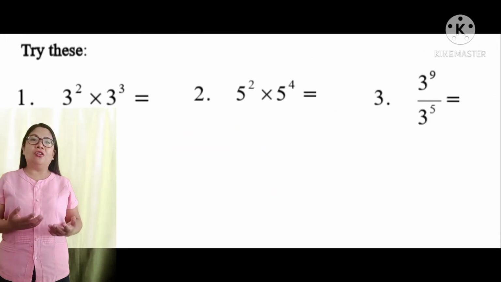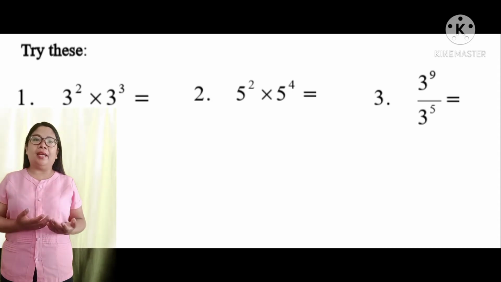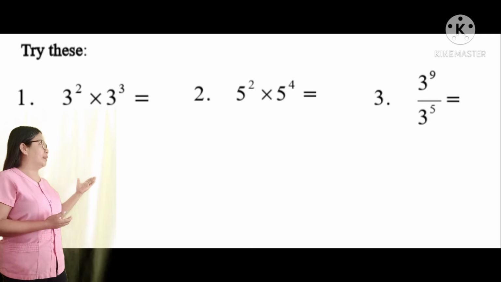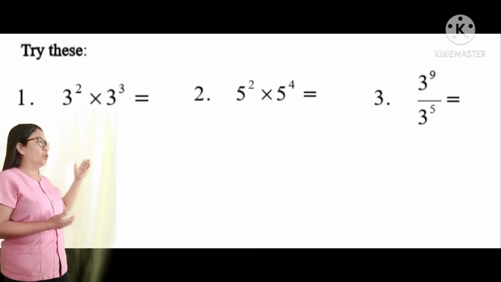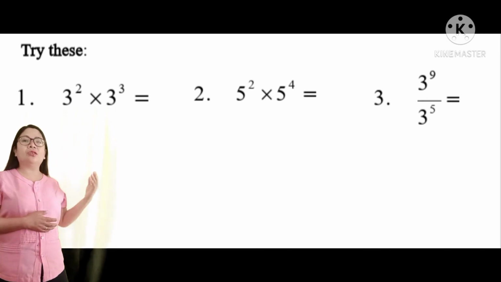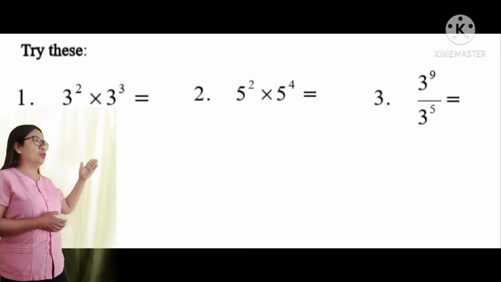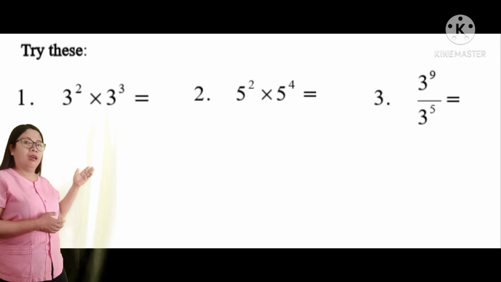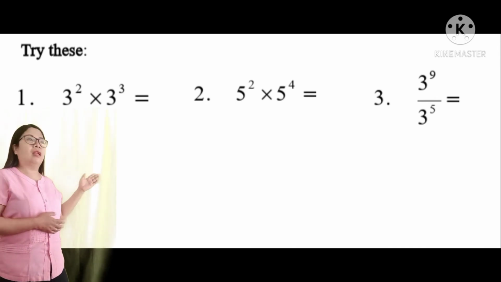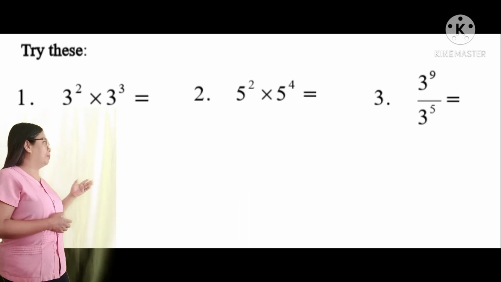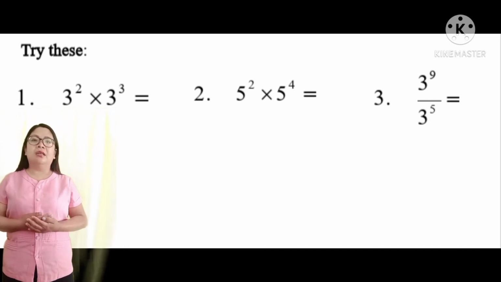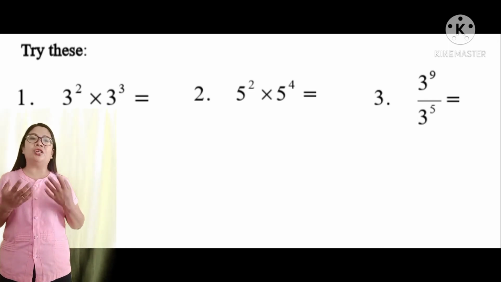Get your own paper and ball pen and try to answer the following. Number 1, 3 raised to 2 multiplied by 3 raised to 3. Number 2, 5 raised to 2 multiplied by 5 raised to 4. Number 3, 3 raised to 9 divided by 3 raised to 5. If you get the correct answer, just keep it and show me your answer later on.